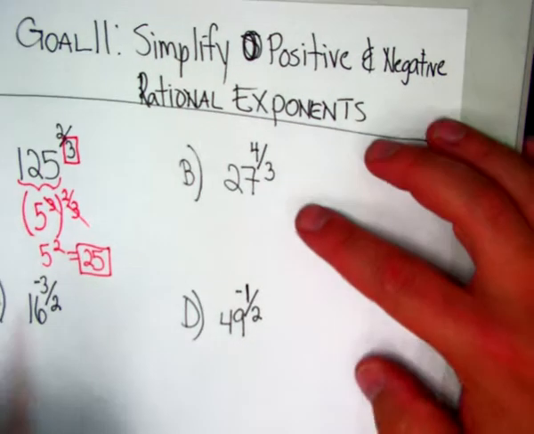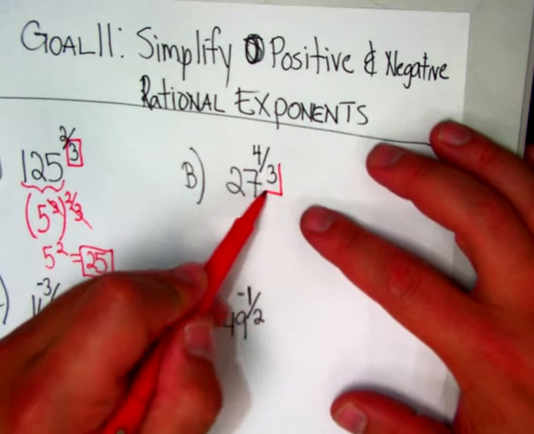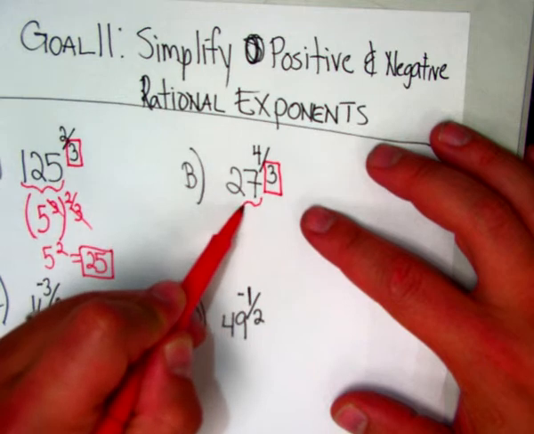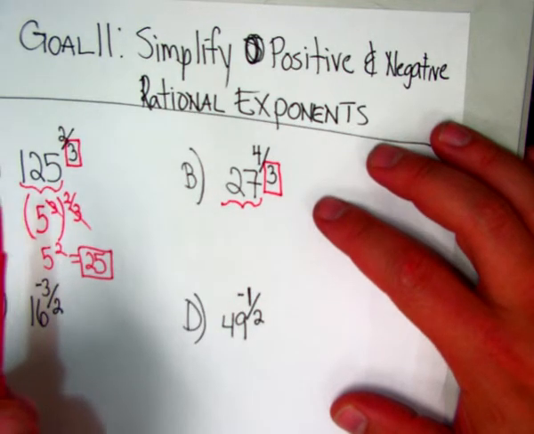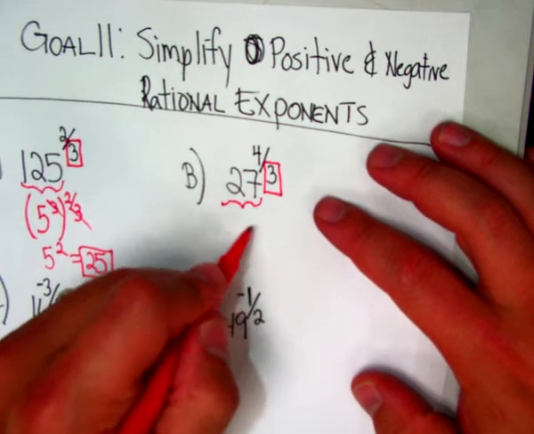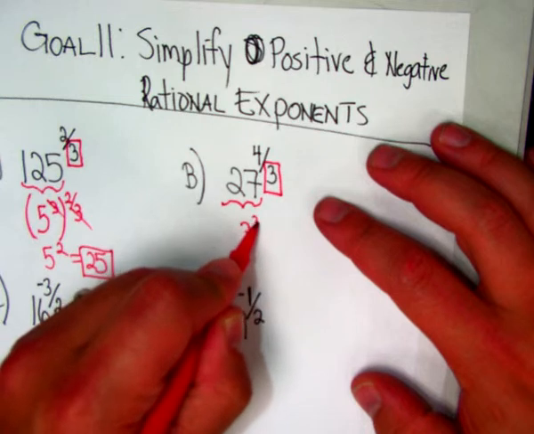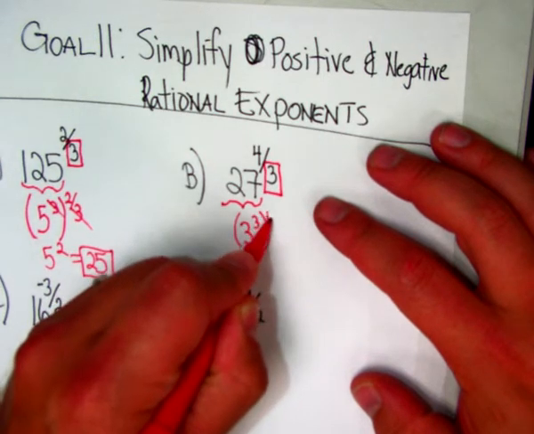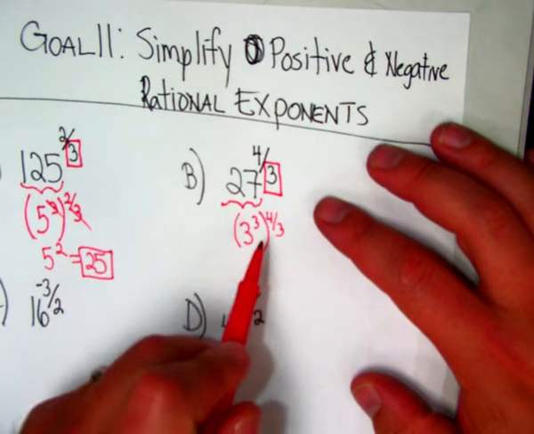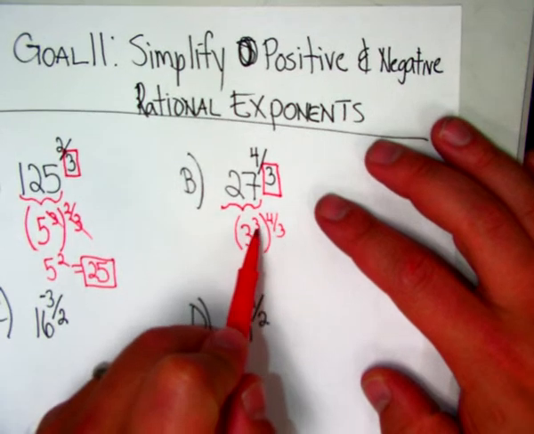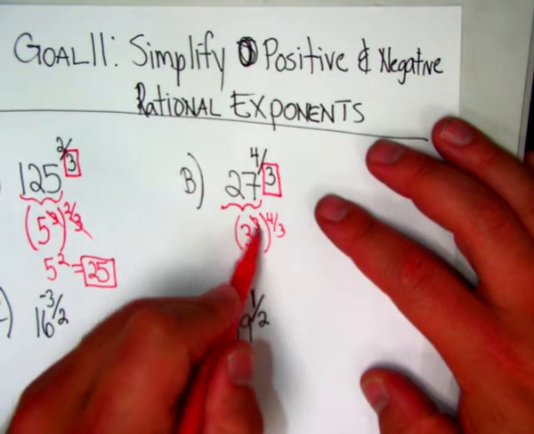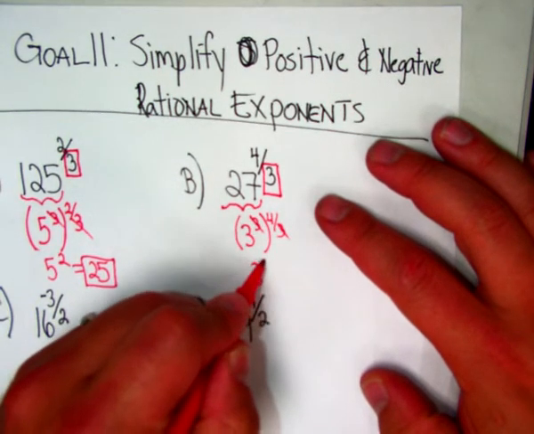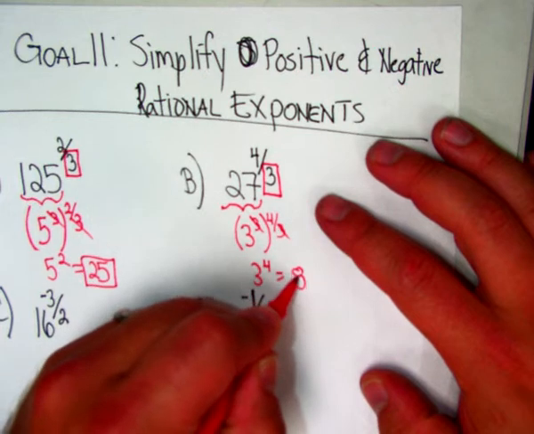Same thing with 27. We're going to work with this 3 right here, and we're wondering what can I write 27 as so it has a base of whatever and a power of 3. Well, 27 is really 3 to the third power, raised to the 4/3 power, and again, a power raised to a power, these will just cancel, leaving me with 3 to the 4th, which is just 81.